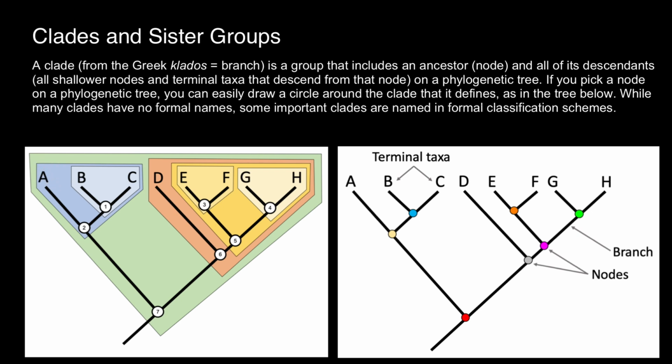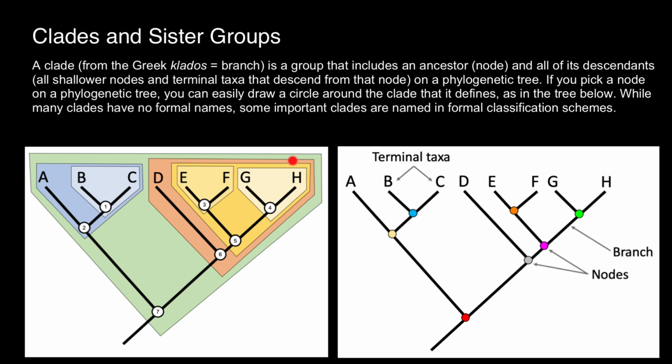How many clades do we have here? For example, if we take node 3, this is going to be a clade which includes taxon E and F. In regards to node 4, we have a clade which includes taxon G and H. In regards to node 5, all the descendants would be taxon E, F, G, H.